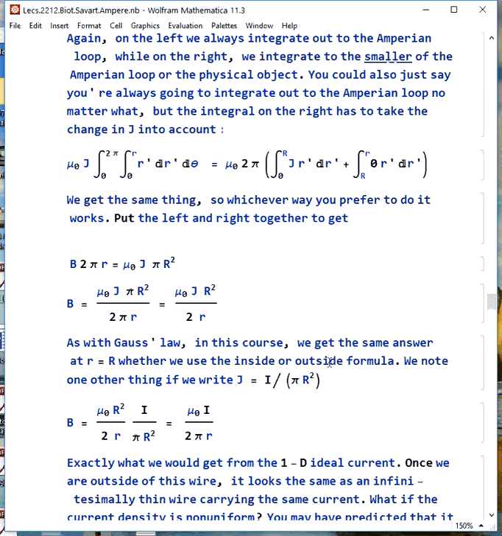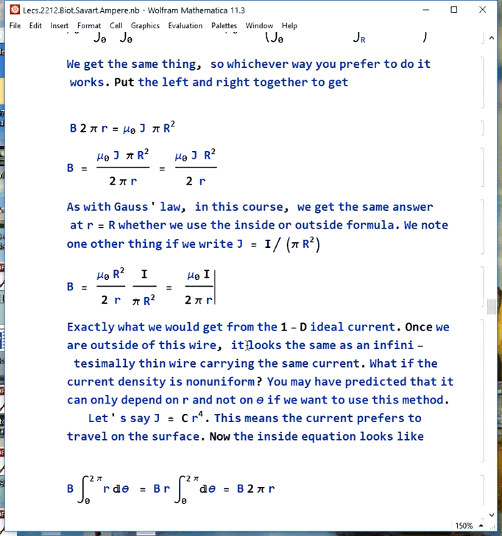Like we did with Gauss's law, let's rewrite J as I over pi big R squared and plug that in here. So we get mu naught R squared over 2 little r times I over pi R squared. The R squareds cancel. We get mu naught I over 2 pi r. Just like with Gauss's law, when we're outside of this wire, we get the same thing that we would get from the infinitesimal 1D wire.